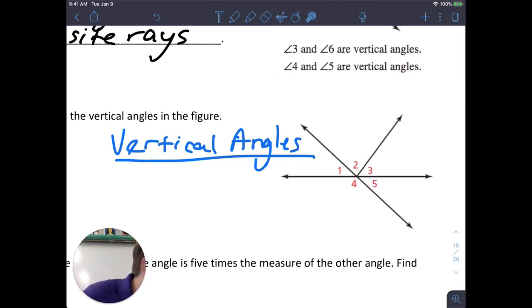But if I look at 1 and 5, their sides are forming opposite rays.